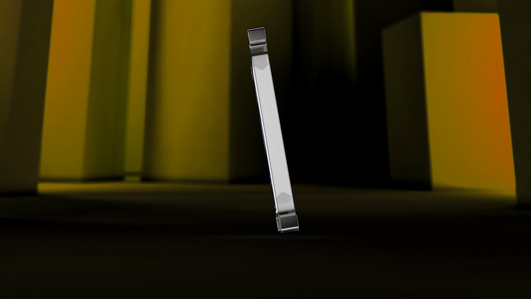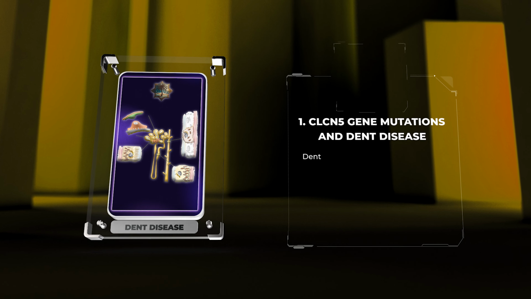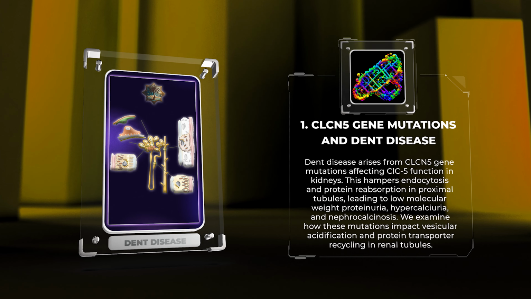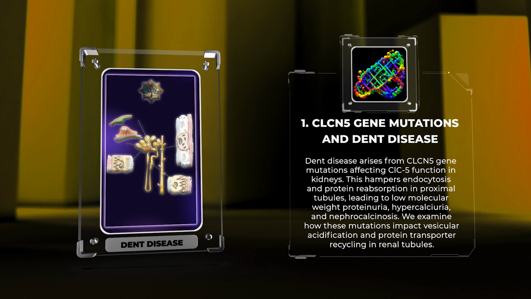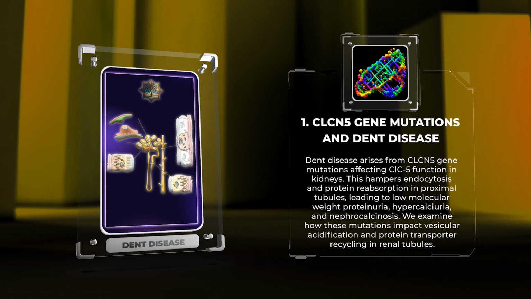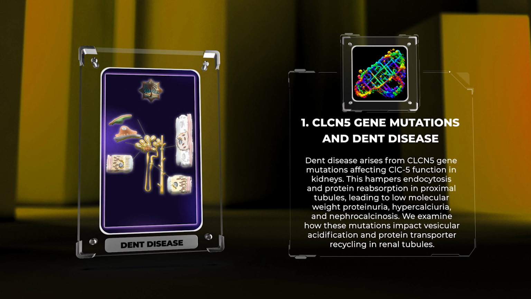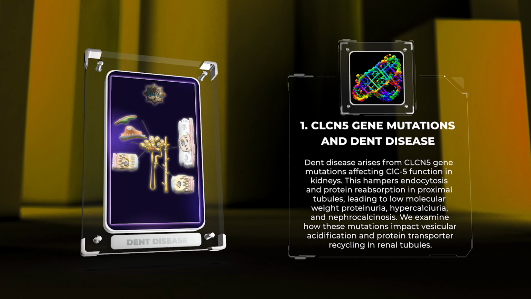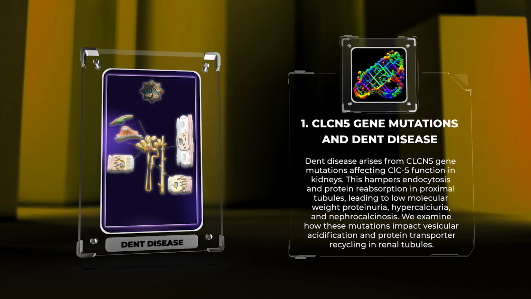Dent disease arises from CLCN5 gene mutations affecting CLC5 function in kidneys. This hampers endocytosis and protein reabsorption in proximal tubules, leading to low molecular weight proteinuria, hypercalciuria, and nephrocalcinosis. We examine how these mutations impact vesicular acidification and protein transporter recycling in renal tubules.